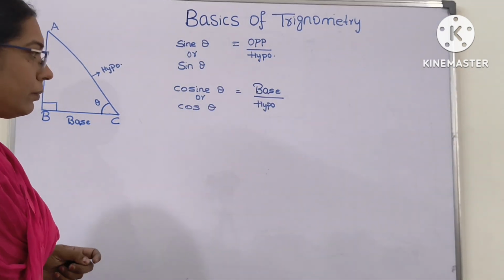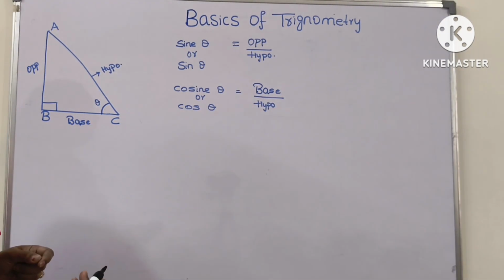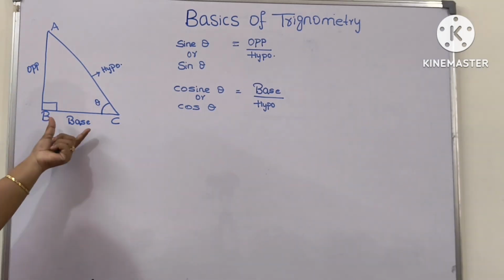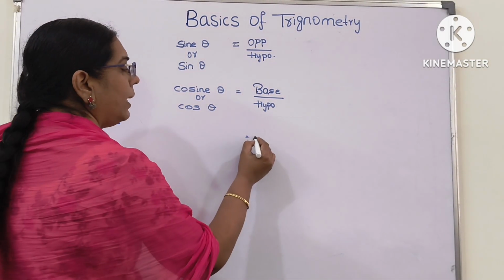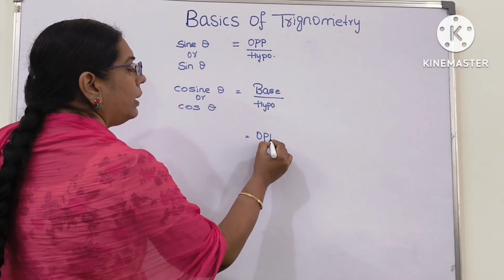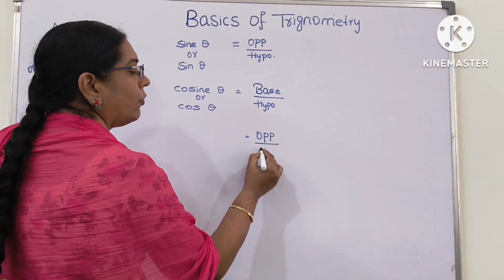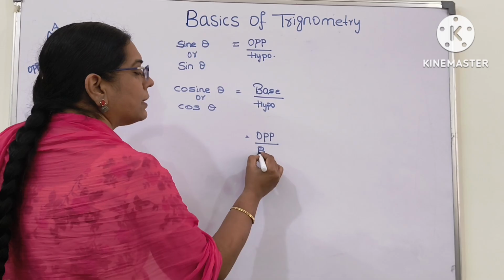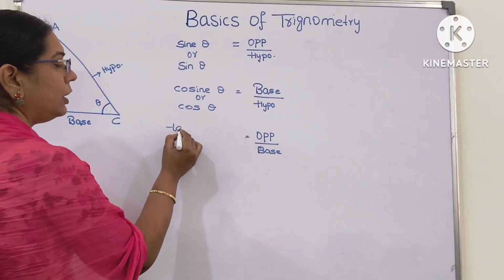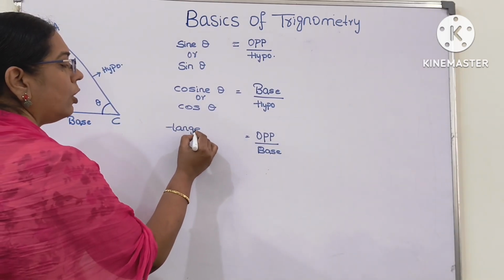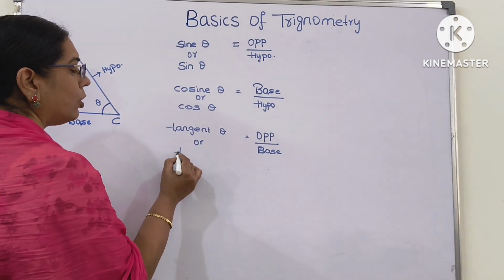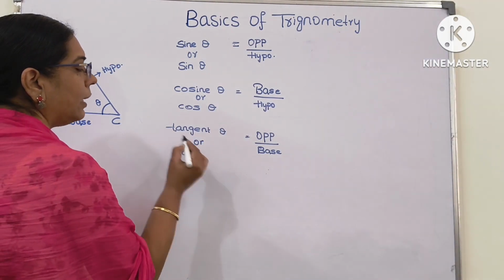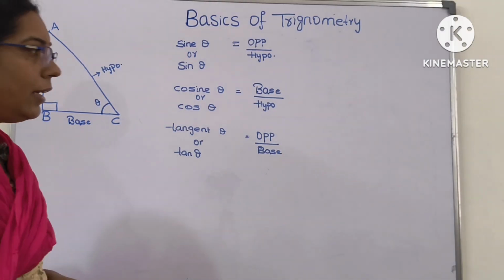Now, if I take the ratio of the opposite side by base, opposite by base, what will it be called? The ratio of opposite side by base is called tangent theta, or in short, tan theta. What is it called? Tan theta.